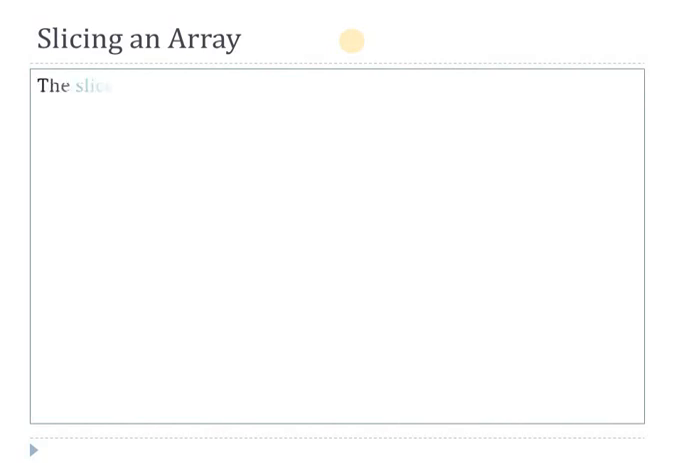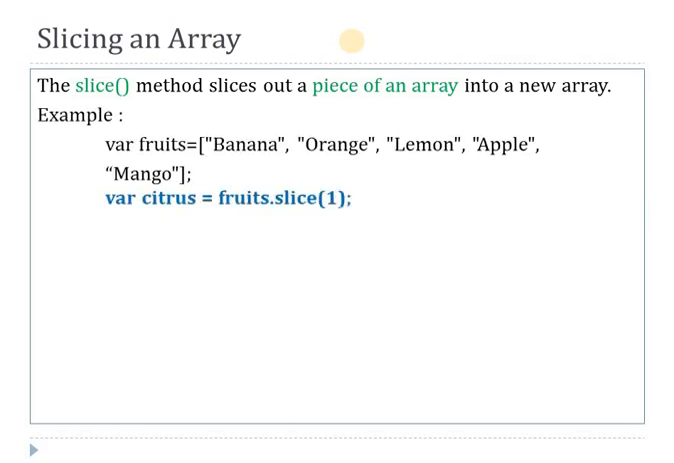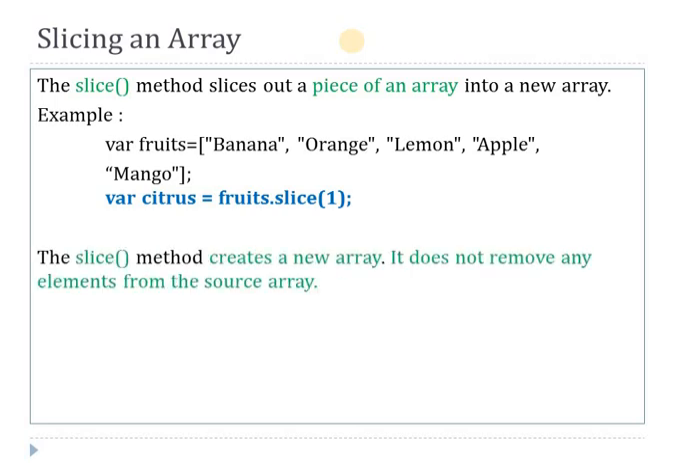After that, slicing an array. The slice method slices out a piece of an array into a new array. For example, if there is a fruit array, and you just create a variable citrus equals fruits dot slice, then what will happen? This creates a new array. It does not remove any element from the source array. Okay, so over here it will just create the slice.